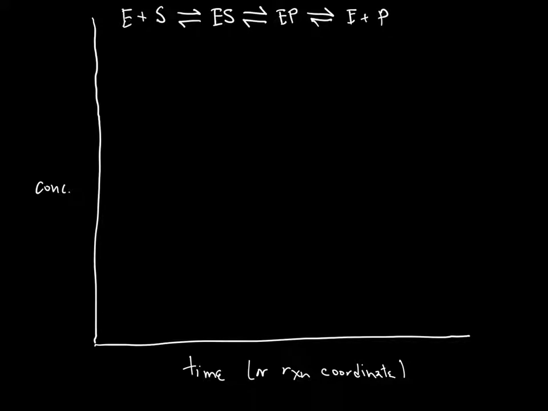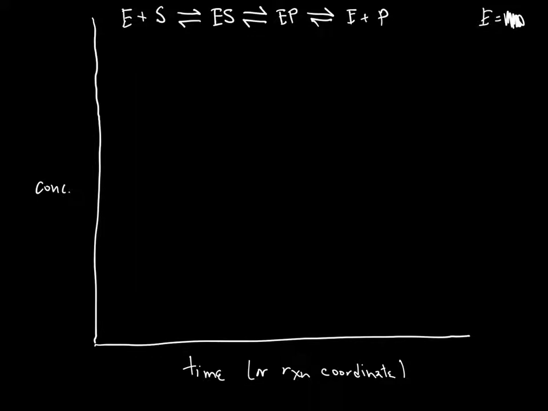Nothing earth-shattering thus far, hopefully. Each of those, the E, the S, the ES, the EP, and the P, is going to be a different color, or I'm going to try to do different colors to make it more obvious. Okay, so let's just start. I'm going to leave enzyme by itself in white. This is white, right? That's white, isn't it?